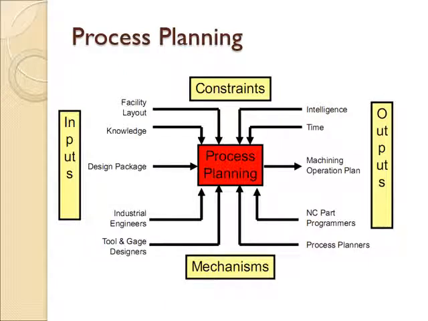For process planning, we have certain input parameters. The design package is the input parameter we use, and as constraints we use facility layout, knowledge, intelligence, and time. As mechanisms we use industrial engineers, tool and gauge engineers, process planners, and CNC part programmers. These are the mechanisms we use for process planning, and for output we get the machining operation plan.